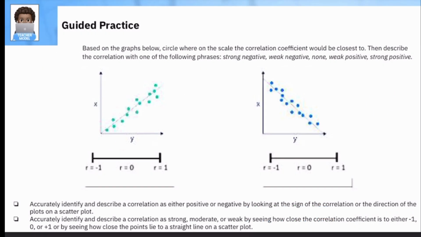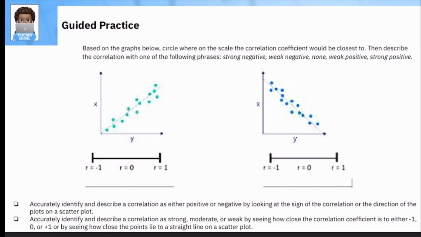So let's do a quick guided practice. Take a quick look. You're not going to type in any of these points, but just looking at it, what does it suggest? Is there a close to a line getting to negative or positive 1, or is the R equal to 0? Hit pause and let me know. We're using the phrase as well, strong, weak, none, for the type of correlation.